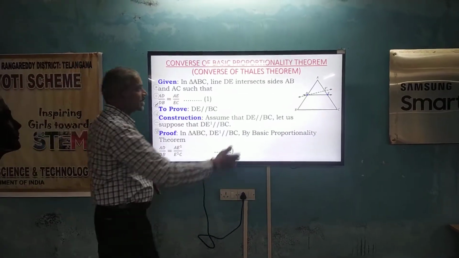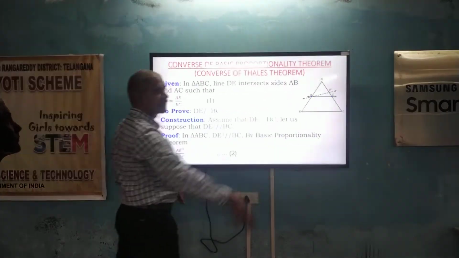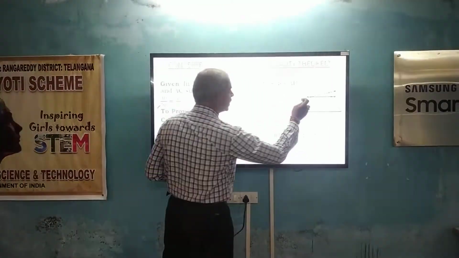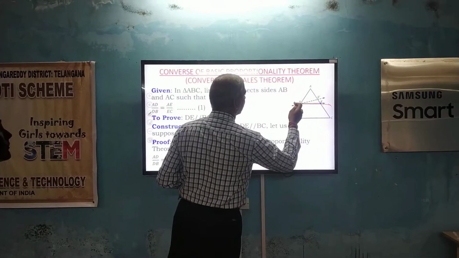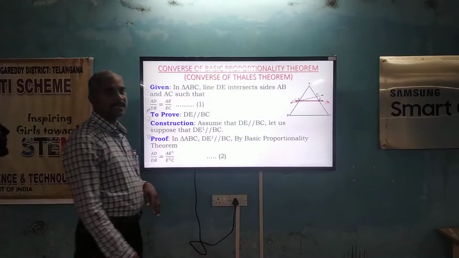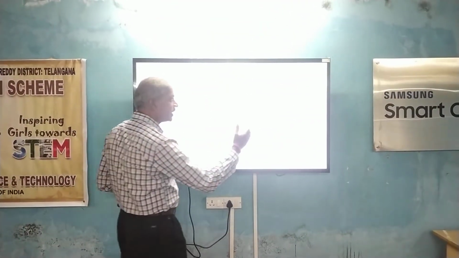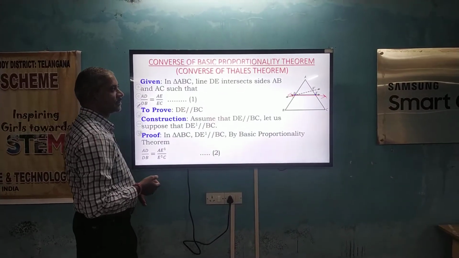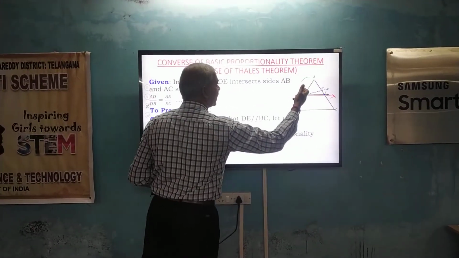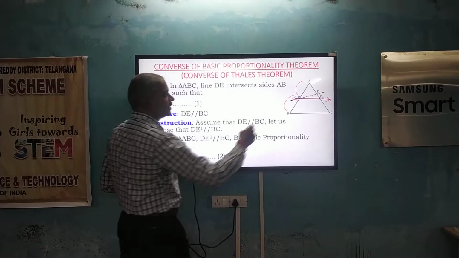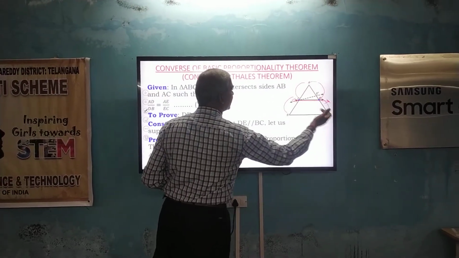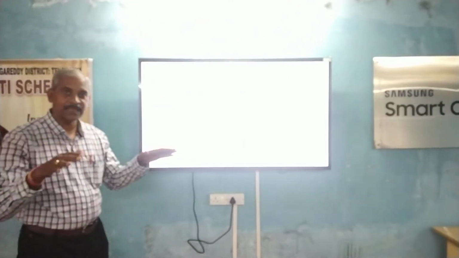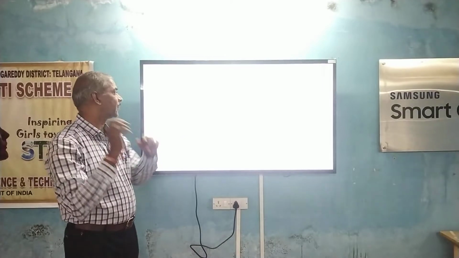Here ABC is a triangle. In triangle ABC, DE is a line. That line divides the AB side and the AC side in such a way that AD by DB is equal to AE by EC. That means those two ratios are equal, that is, the line divides two sides in the same ratio.